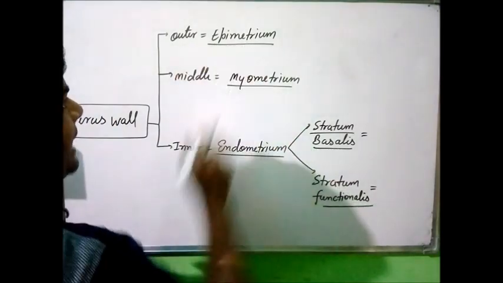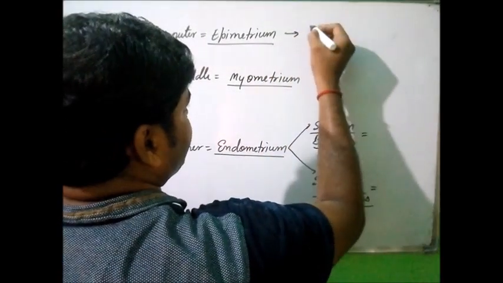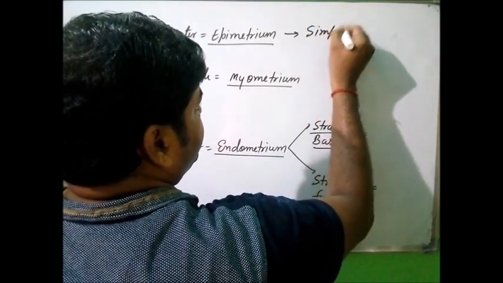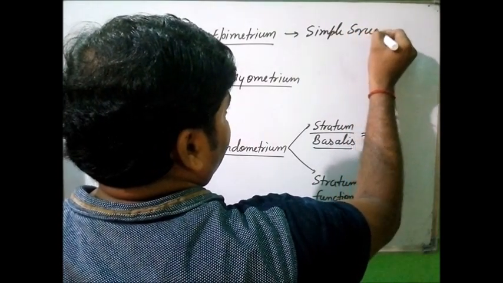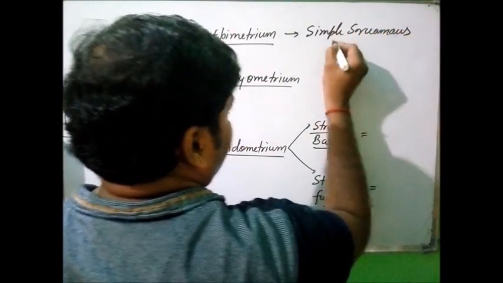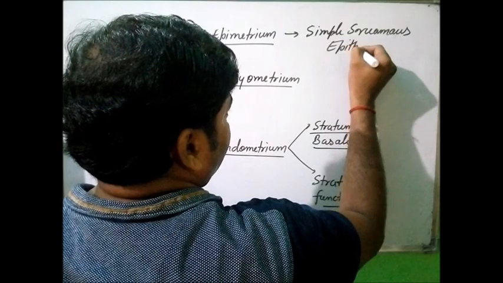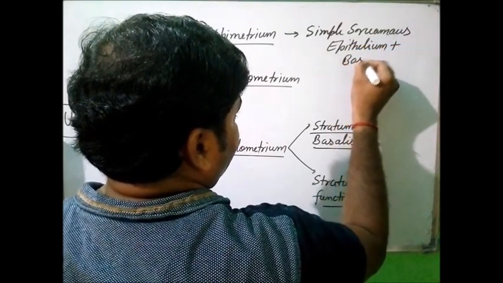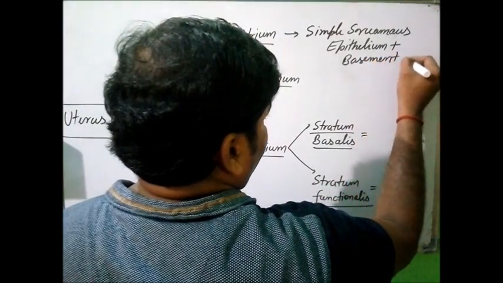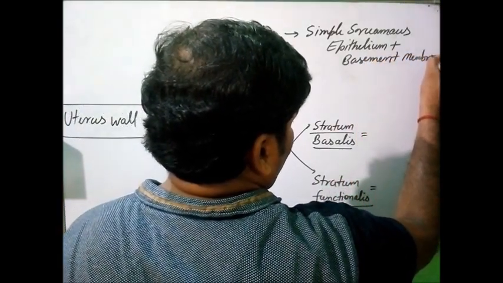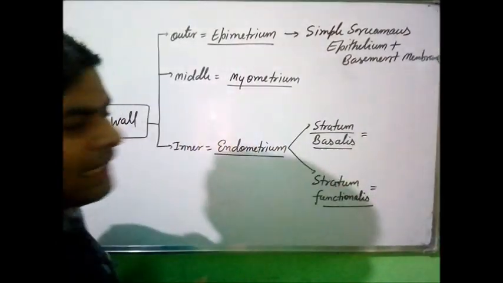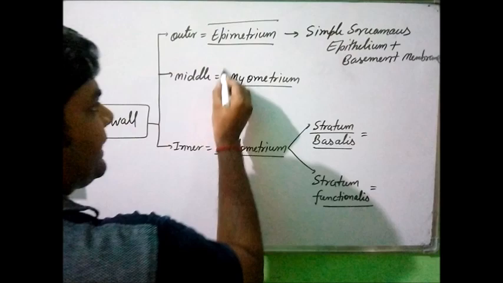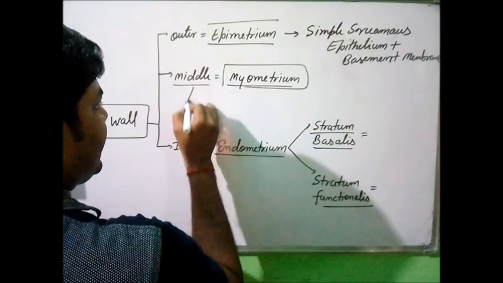Let us see the composition they have. The outermost, that is epimetrium, consists of simple squamous epithelium plus basement membrane. So basement membrane and simple squamous epithelium are present in the epimetrium. Then the main layer is myometrium, which is the thickest layer.